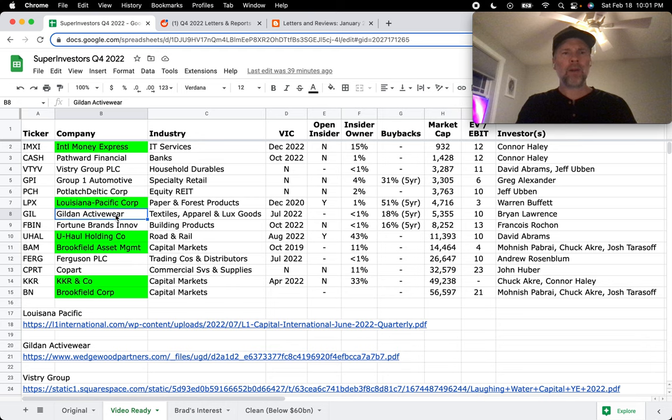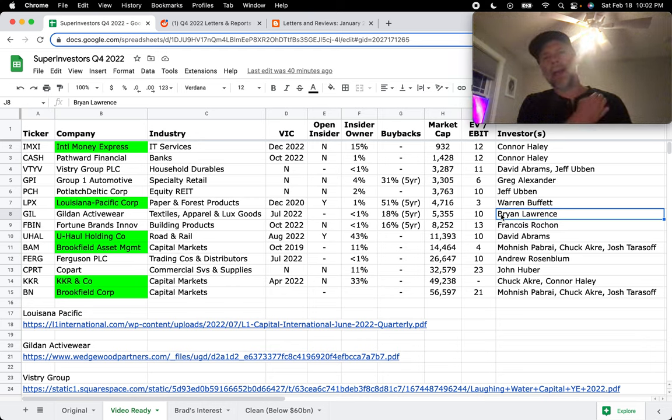Gildan Activewear, this is a Canadian company. You can see a fairly recent write-up in the clothing business. Again, basically negligible insider ownership for Gildan. Not terrible buybacks over the last 5 years, but not going to move the needle too much at 18% of shares retired. I do respect Brian Lawrence quite a bit at Oak Cliff Capital. He tends to be very concentrated, usually only has like 5 or 6 positions in the portfolio.